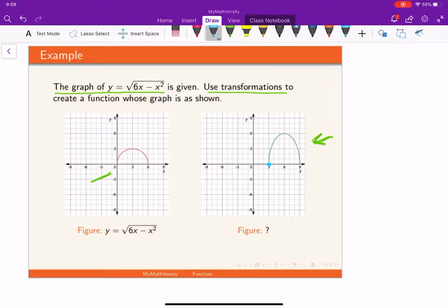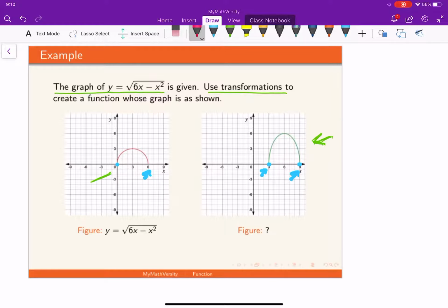That has been shifted again to the right, 3 units. Because the first point was at 0, now it's at 3, and this point was at 6, now it's at 9. So it looks like the curve has been shifted 3 units to the right. That's one observation we can make. And if it has been shifted 3 units to the right side, how can you get the function corresponding to that from the given one?